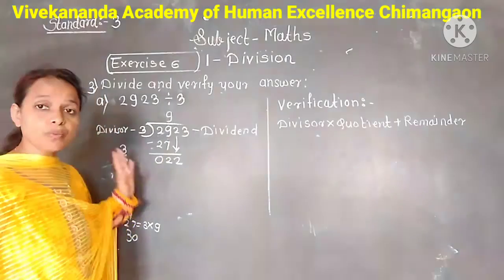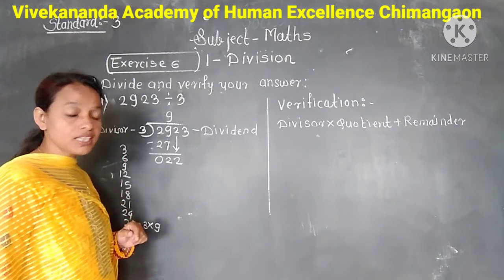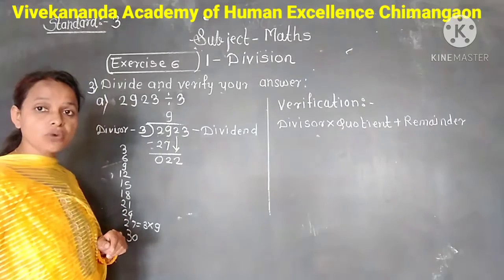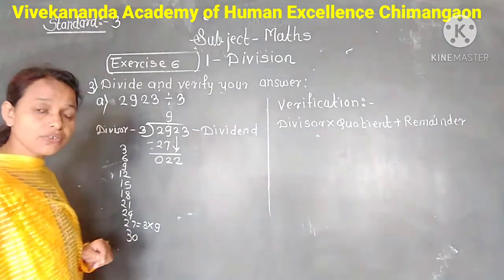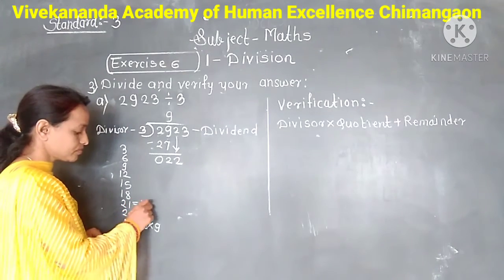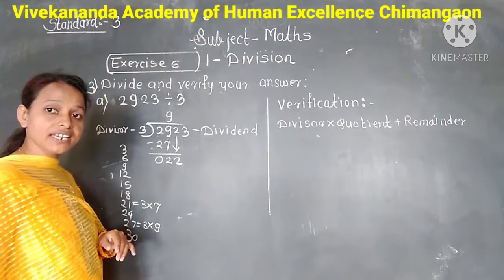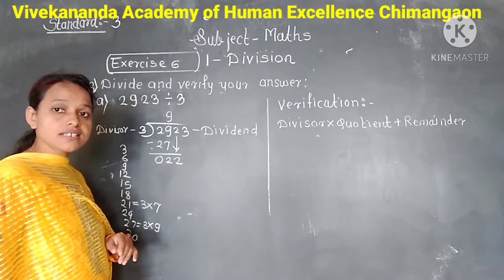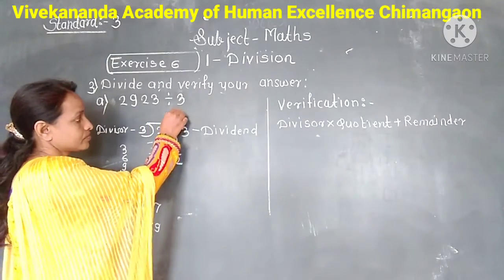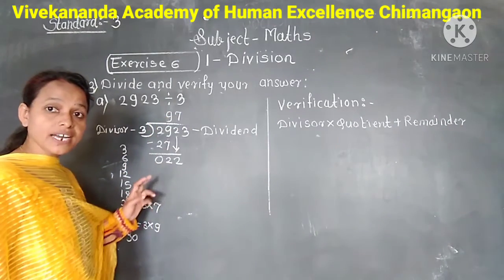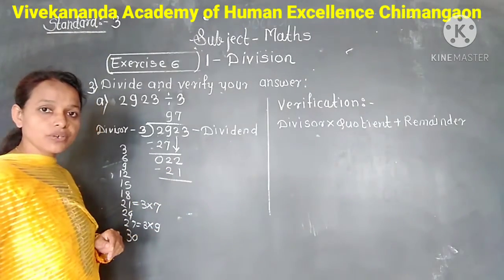Now divide 22 by 3. But 22 is not in table of 3. So less than 22, 21. And it comes 7th place in multiplication table of 3. 3 7s are 21. So here we divide 22 by 3. We get 7 as a quotient. So write 7 as a quotient in 10th place. And product 21 right below 22. And subtract, we get 1.